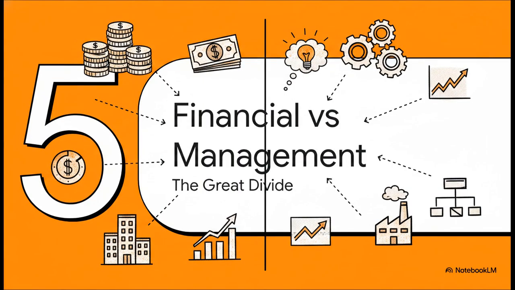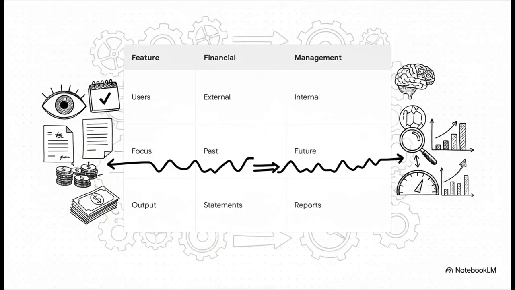And that leads us perfectly into Section 5, financial versus management accounting, the great divide. This totally different need for information creates a huge split in the accounting world itself. Check out the direct contrast here. Financial accounting is entirely geared toward those external users, and it looks backward. It focuses on past performance through formal statements. Management accounting, though, that's strictly for the internal team. It's future-focused, generating internal reports to keep the business agile and moving forward.